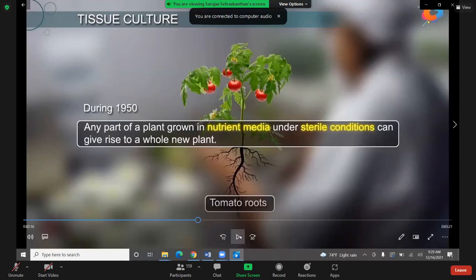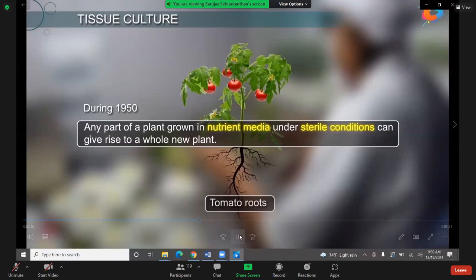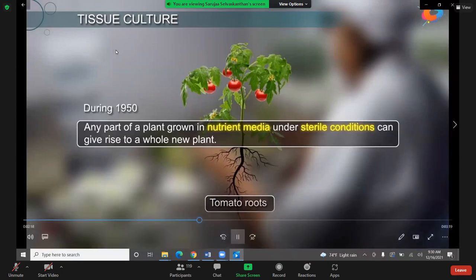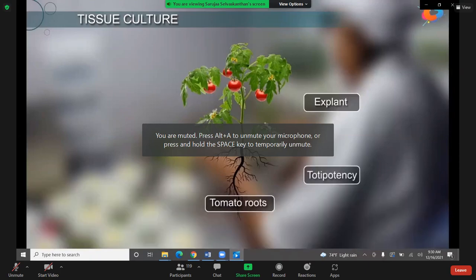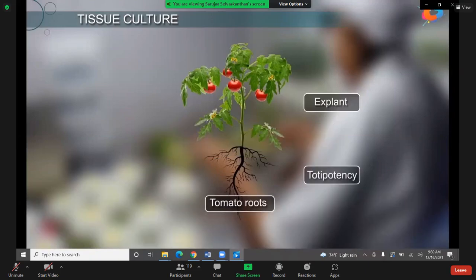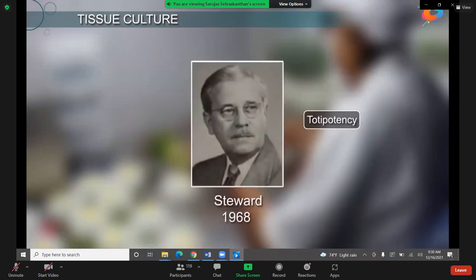We can grow it under the sterile condition. I told each and every step we have to maintain the sterile condition. Then we can ultimately get a whole plant, right? The plant part used in culture is called as explant. This property of plant cells to give rise to a whole new plant is called totipotency. The term totipotency was coined by Stewart in 1968.